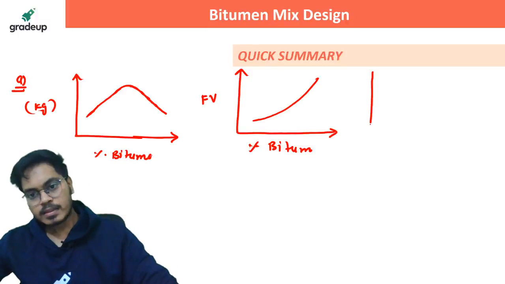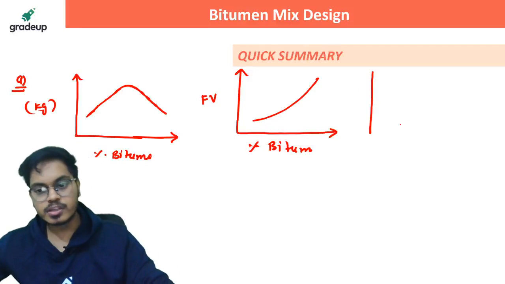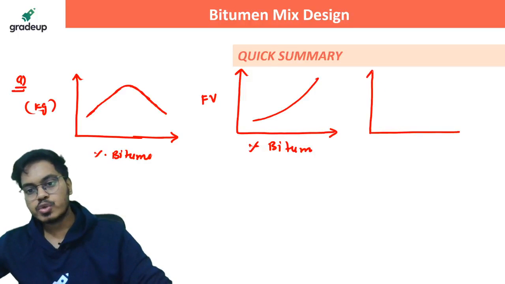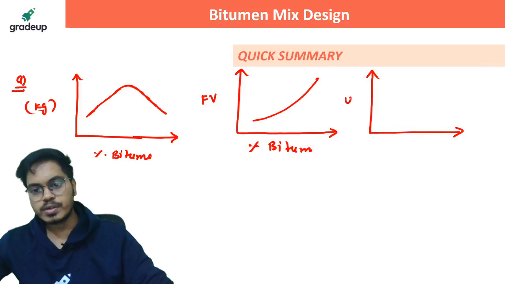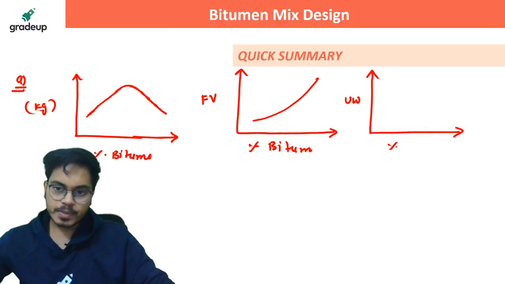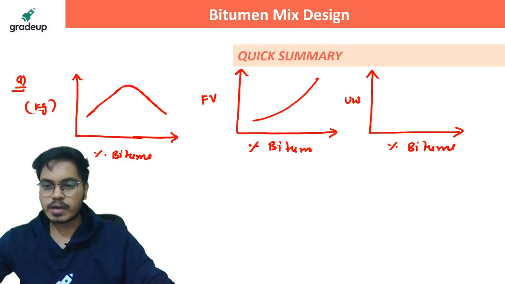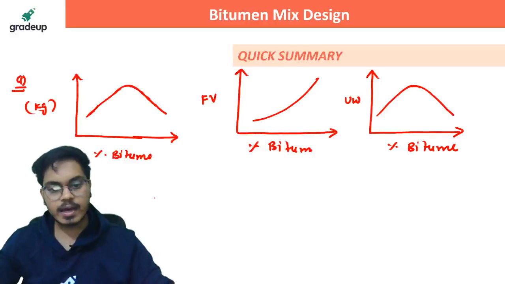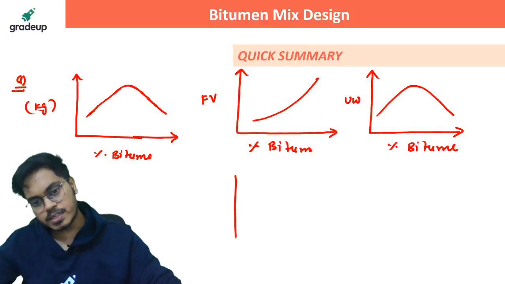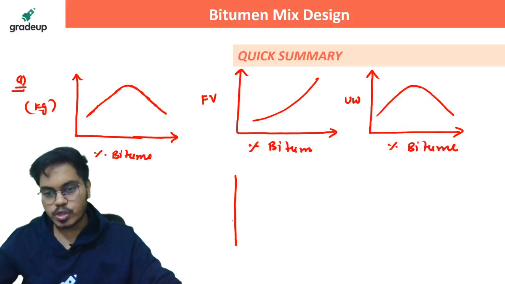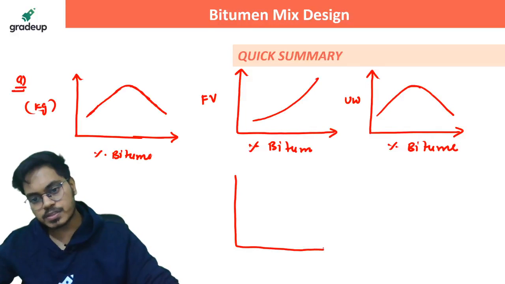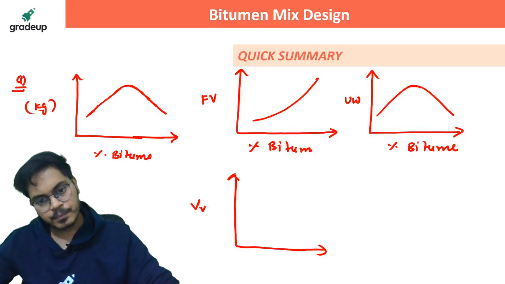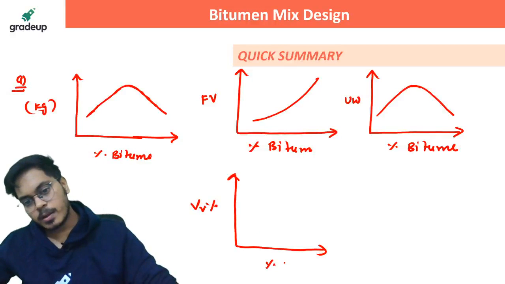It's fine. Then we have another representation between the unit weight and the percent bitumen. It is exactly like the same which you have seen in your soil mechanics. Like it goes somewhere here and then you get an optimum value and then it starts decreasing, right? It is exactly same. Then we have percent volume of voids and the percent bitumen.